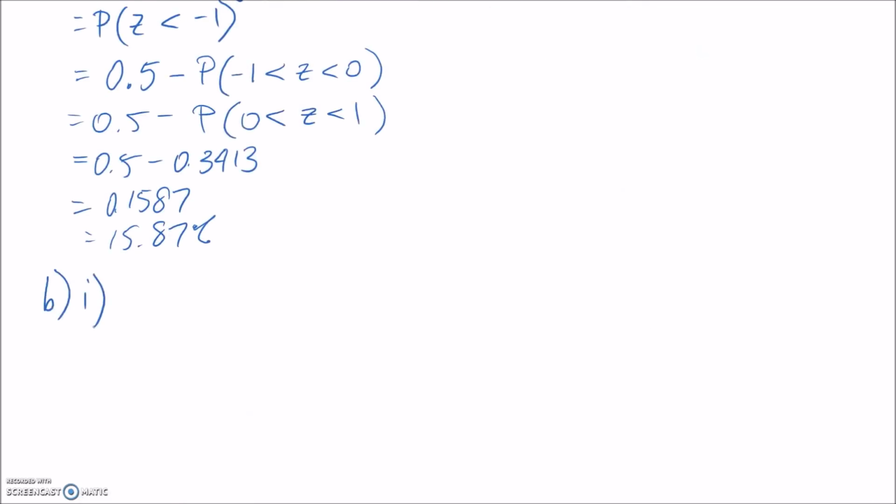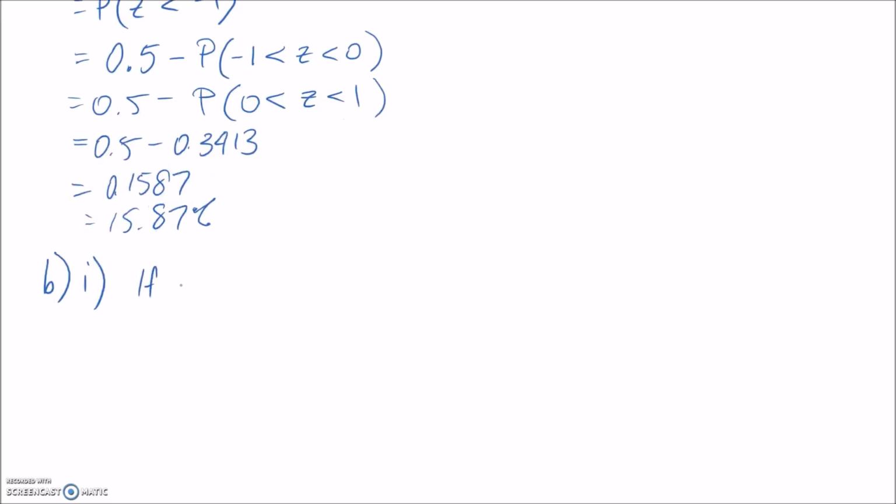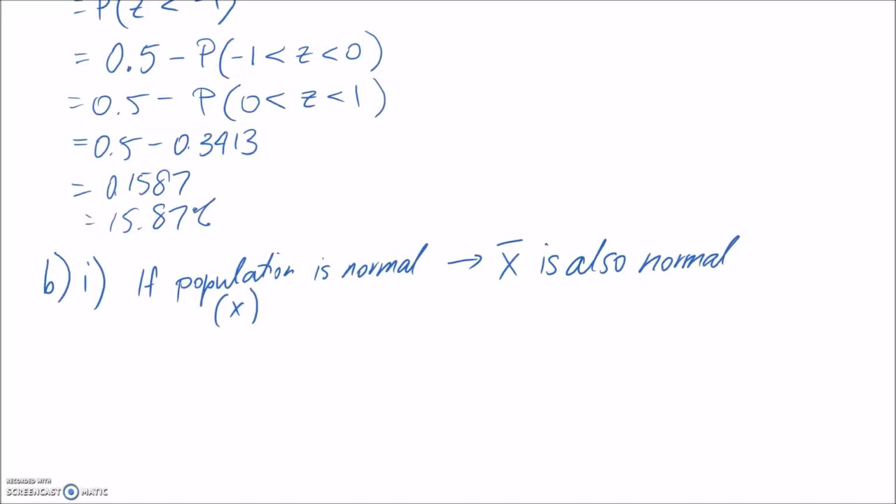So it's asking us to describe the probability distribution of mean weight. So what we need to remember is that if the population is normally distributed, which is what we've got, remember we're looking at X here, the weight of an individual bag. So if that's normal, that means that X bar, so the mean of our sample weights, is also going to be normal. And remember that for a normal distribution, we can define it with just the 2 properties of the mean and standard deviation. So we just need to go through and figure out what they are.